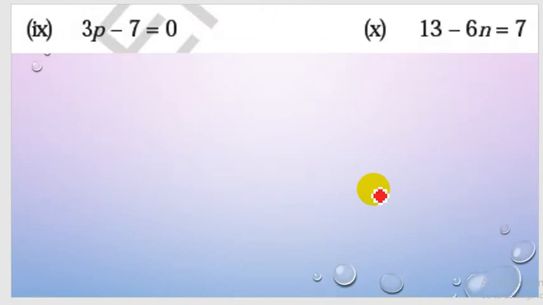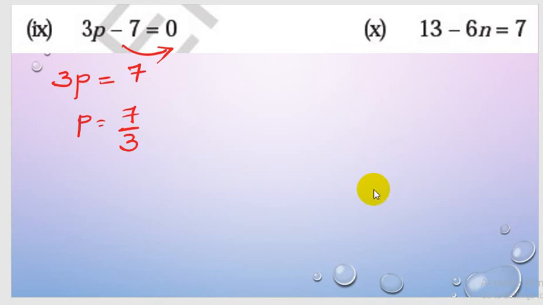Now let us see one more question. 3p minus 7 is equal to 0. So 3p minus 7 is equal to 0 means 3p is equal to, since here the variable is p, we need to transpose those terms which are away from this variable. So minus 7, if I transpose, becomes plus 7. Now finally p is equal to 7 divided by 3. Very simple question, right?